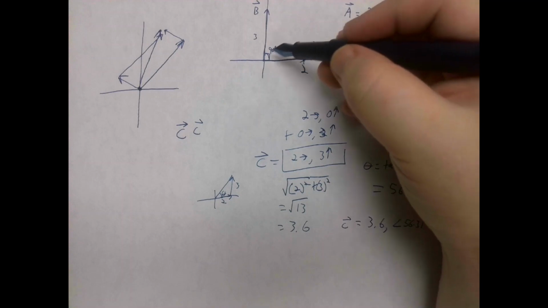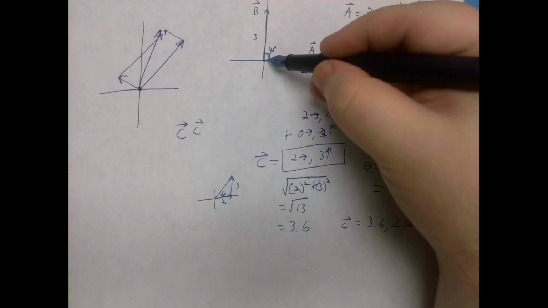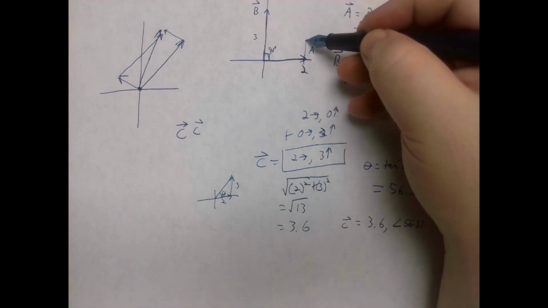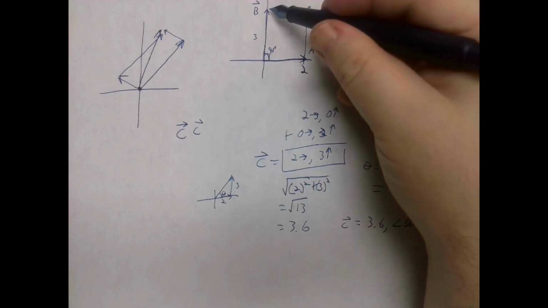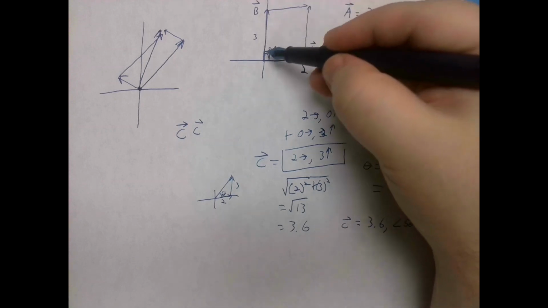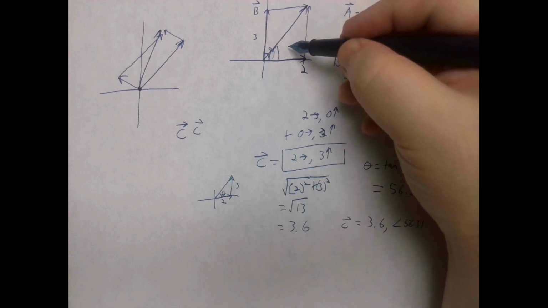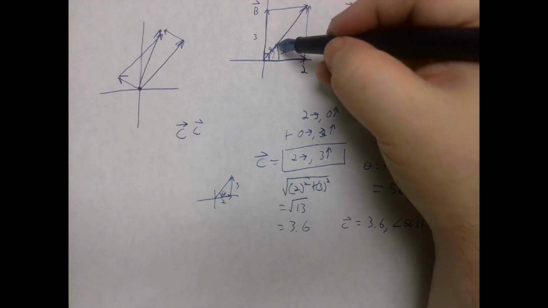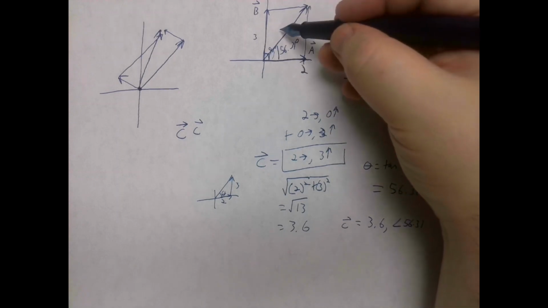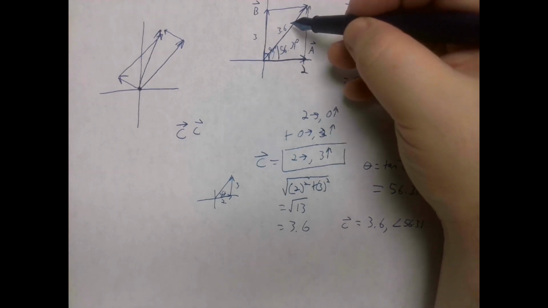And so if you draw that, you could also do the parallelogram method. This angle here is 56.31 degrees, and this length right here is 3.6, roughly.